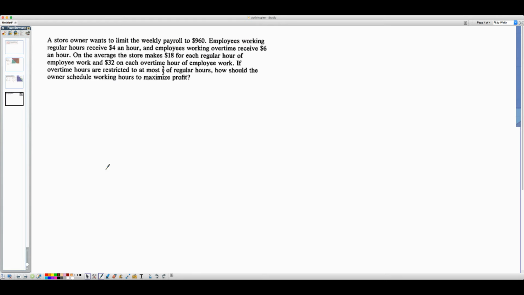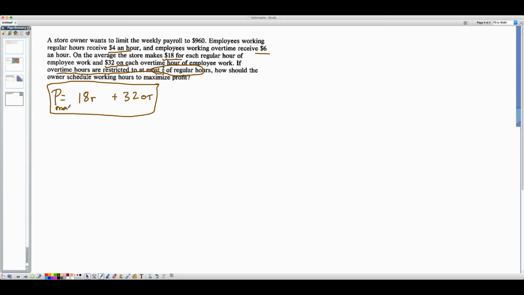In the third problem we have, store owner wants to limit the payroll to $960. Employees get $4 an hour, or overtime they get $6 an hour. And for the company, they make $18 for regular work, and $32 is how much profit they will get off of overtime work. We're also restricted that the overtime hours are restricted to 2/3 of the regular hours. So we want to maximize the profit. The profit is going to be $18 for the regular hours plus $32 for the overtime hours. That's going to be the number we're trying to maximize.